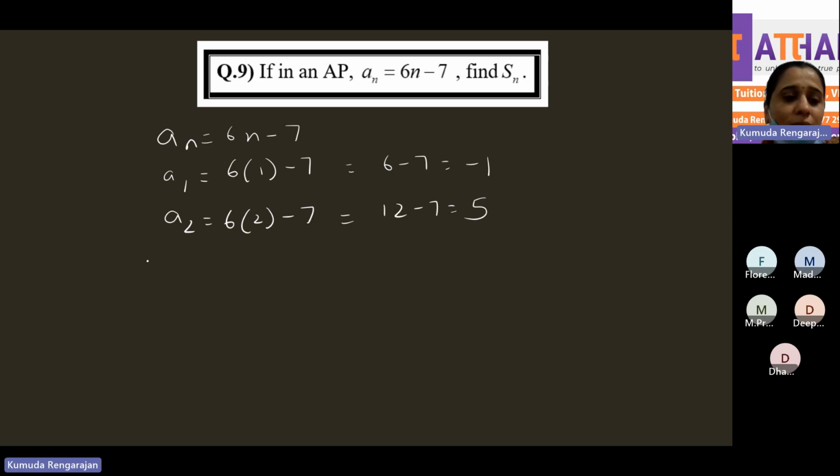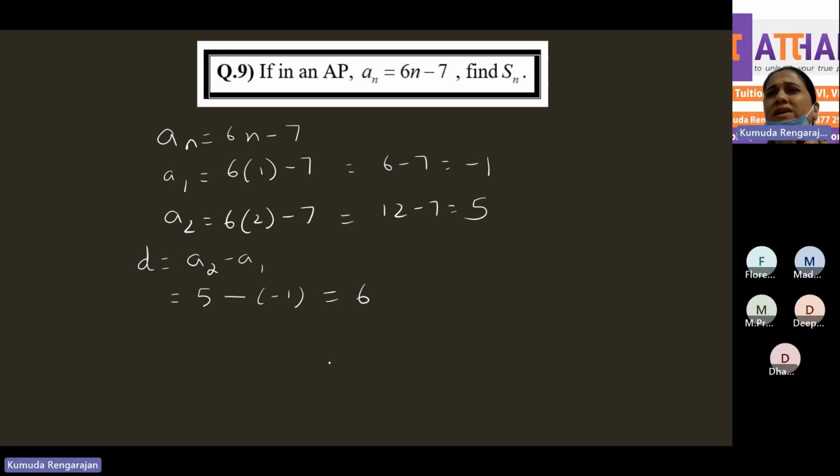Now, what is the common difference? a_2 minus a_1, the second term minus the first term. So 5 minus minus 1. Be careful here. The second term is 5. The first term is minus 1. 5 minus minus 1 is 5 plus 1, which is 6. The common difference is 6.